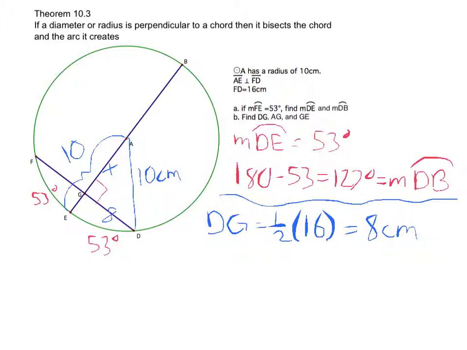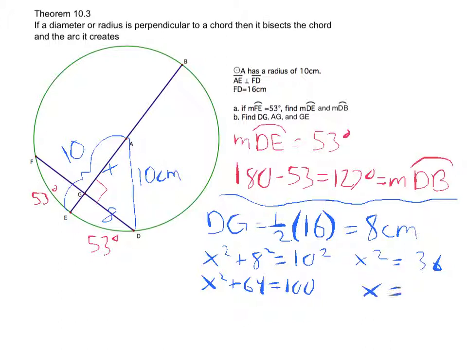So we'll say x squared plus 8 squared is equal to 10 squared. When you solve that, x squared plus 64 is equal to 100. And then x squared is equal to 100 minus 64, which is 36. And so the square root, x is equal to the square root of 36, which is 6.